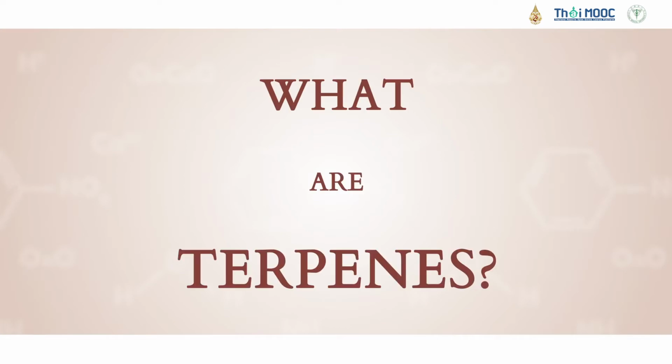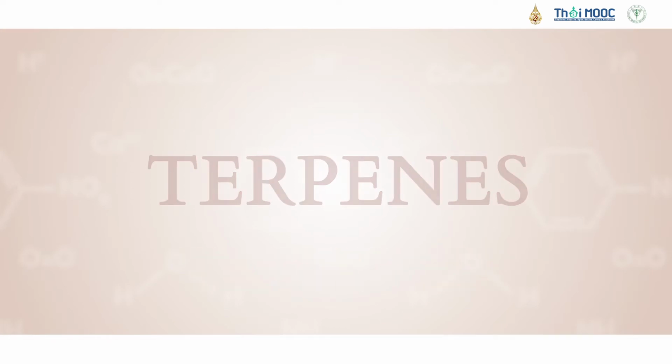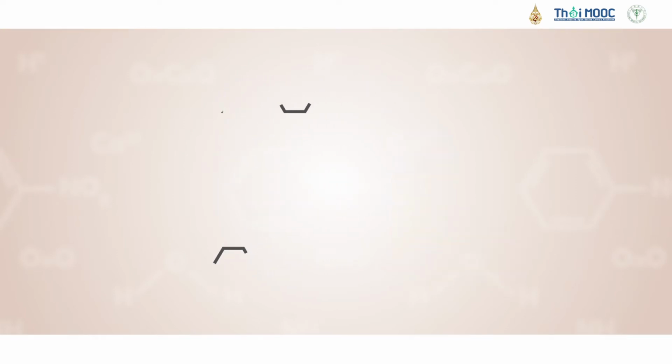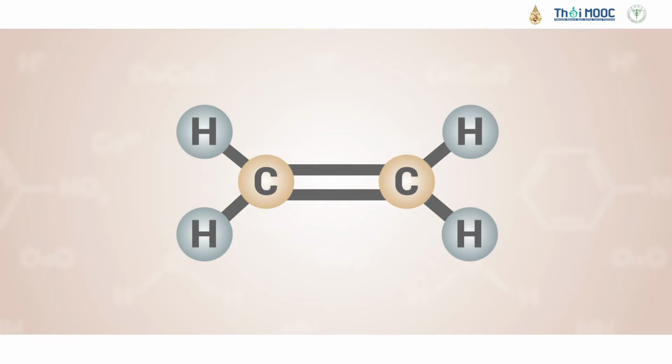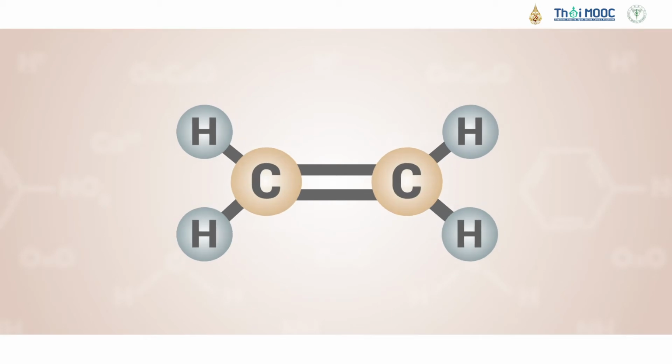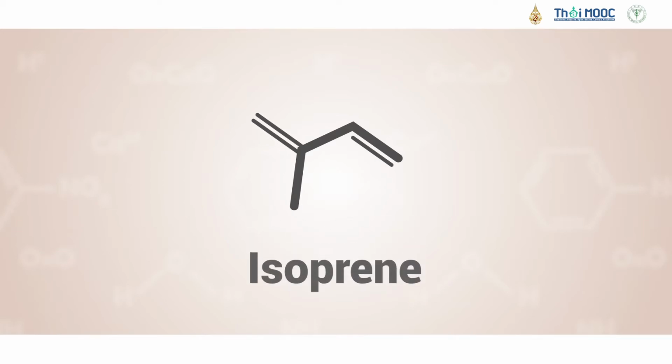So what are terpenes? Terpenes are the largest class of compounds found in essential oils. They are considered as unsaturated hydrocarbons, which means they only consist of hydrogen and carbon atoms. And they can be recognized by the suffix "ene". Terpenes are made up of small units called the isoprene, and the isoprene consists of 5 carbon units.